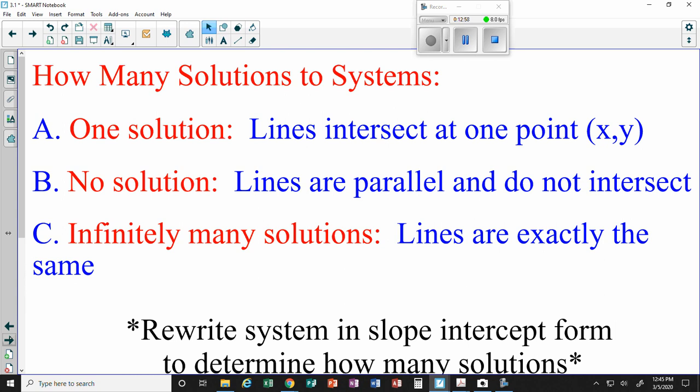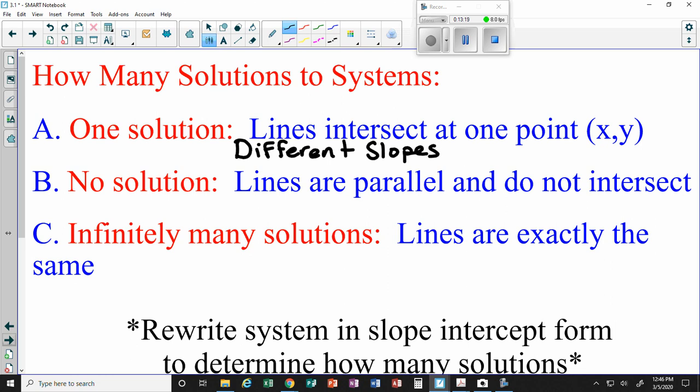Always. Okay? Which is the infinitely many. Okay, so there's 3 types. Lines intersect at one point. That's one solution. Okay, so if they intersect at one point, things we're going to know. This is the case where they're going to have different slopes. Okay? If 2 lines are changing at different rates, eventually they're going to intersect.